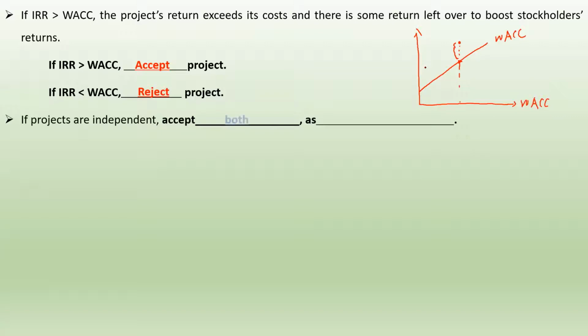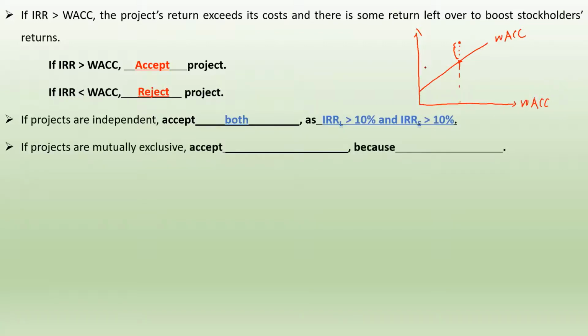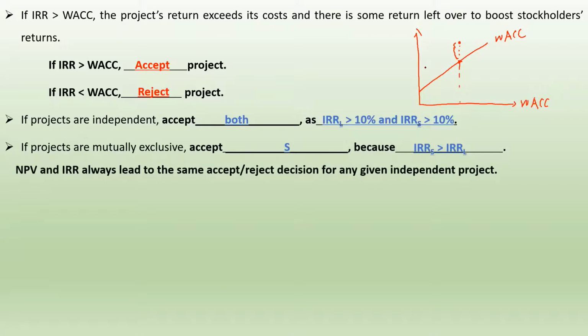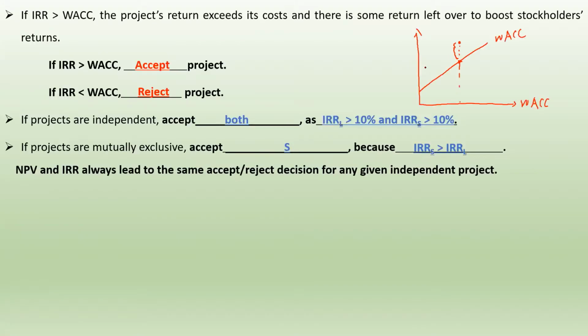If the projects are independent, we accept both because both projects' IRR are greater than 10%. If the projects are mutually exclusive, we only accept the one with the highest IRR. For independent projects, NPV and IRR always lead to the same accept or reject decision. We do not need to worry about them; those two rules always agree with each other. Sometimes, for mutually exclusive projects, they have conflicting decisions. We will talk about that situation later.